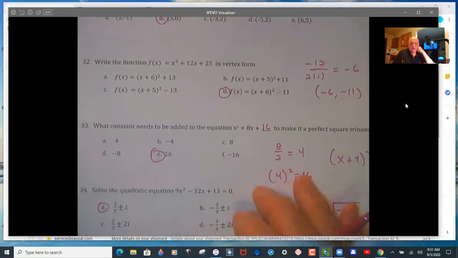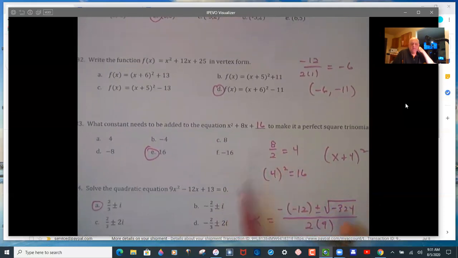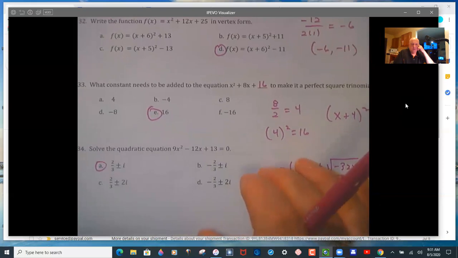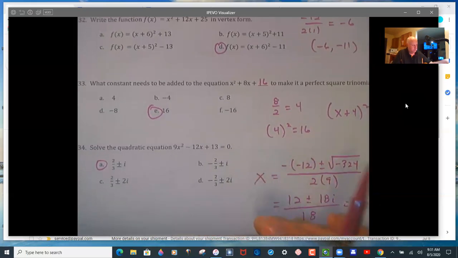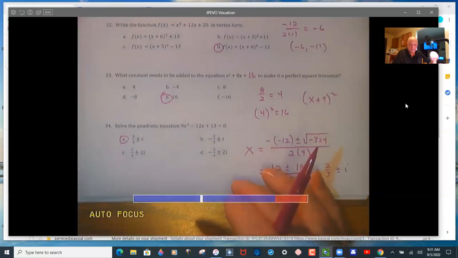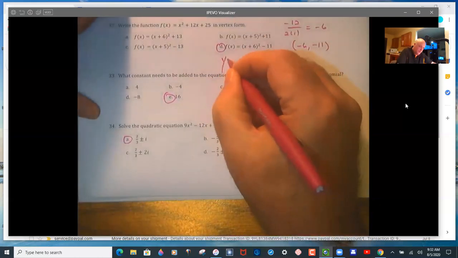Write the function in vertex form. So you got to find the vertex. Negative 6, negative 11. Well, that's easy to figure out. It's D. Okay, so go get the vertex from your table, just like I showed on that last problem. And then you're trying to put it in this form.